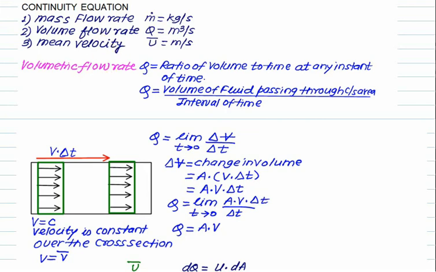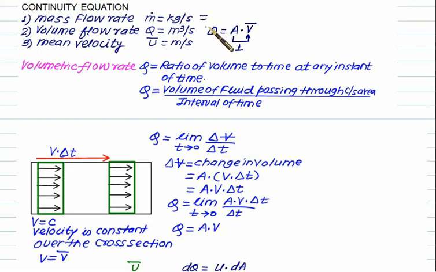So we have the mass flow rate, given by m dot, and the volumetric flow rate equal to Q, in meter cube per second. Mean velocity is given as u bar, in meter per second. Volumetric flow rate Q is simply the product of area multiplied by velocity. Whenever we write area multiplied by velocity, this velocity is the average velocity, and the area and the velocity are always perpendicular to each other.